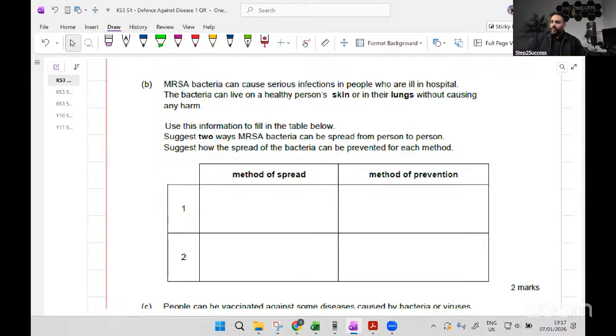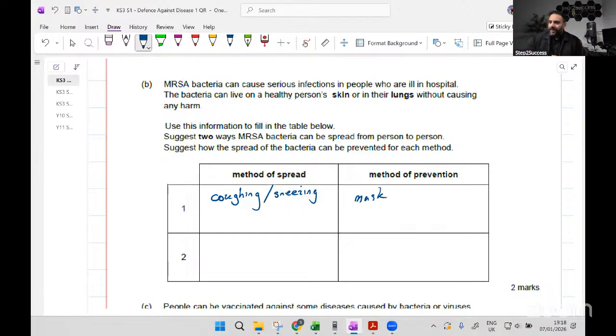So you could mention that the most obvious way of spreading a disease is by coughing or sneezing. That would be that. And how could you prevent getting ill from coughing or sneezing? You could wear a mask or you could cover your mouth or your nose.